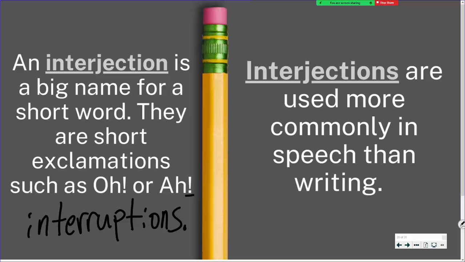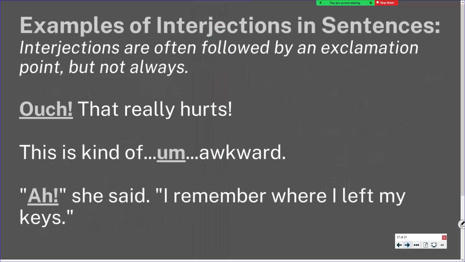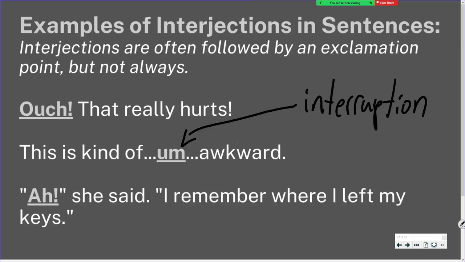You see it a lot in fiction, for example, especially when the writer is trying to write the same way that people talk in real life. Examples of it in a sentence are as follows, and there's a quick note that they're often followed by an exclamation point, but not always. So, ouch, that really hurts. This is kind of awkward. That's when the interjection is more like an interruption, and you don't need the exclamation point.